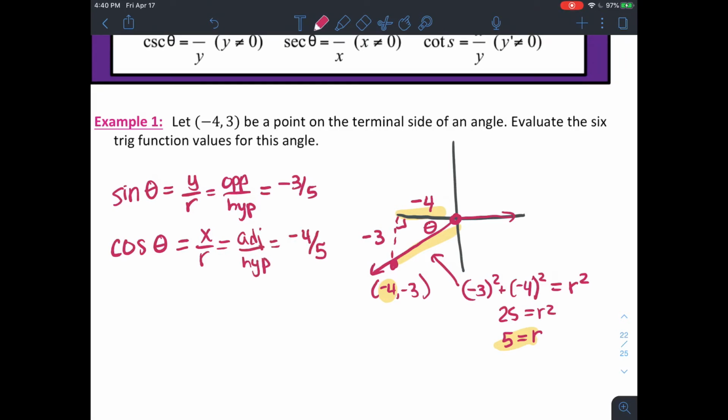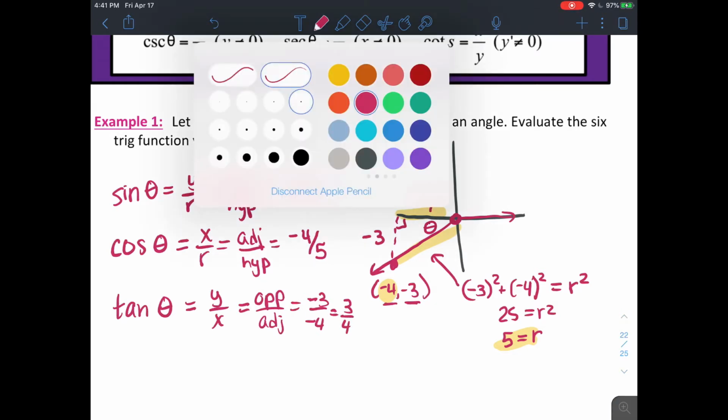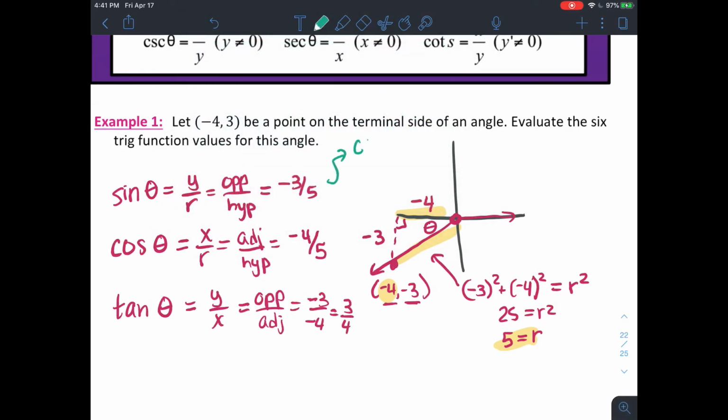If you do tangent, tangent's actually my favorite, because you could just look at the x and y coordinates for your point and do y over x, which wouldn't require any additional work. Or you could think about your triangle and do opposite over adjacent, which is going to give you negative 3 over negative 4, which is positive 3/4. Then you could just flip them all and get your reciprocal trig functions. So draw the triangle or use the coordinate definition, either works just fine.